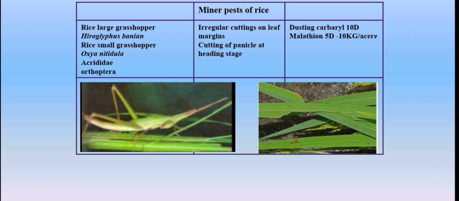So all the major pests of rice have finished. So what are those? Rice stem borer, rice gall midge, brown plant hopper, green leaf hoppers, rice leaf folder, and rice gandhi bug. So these are the major pests of rice, and a few minor pests are also there.